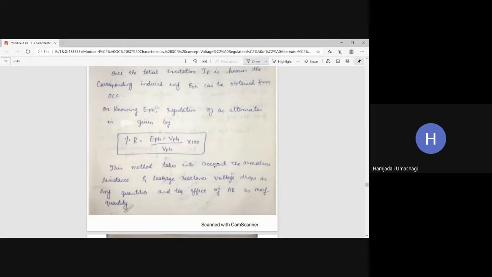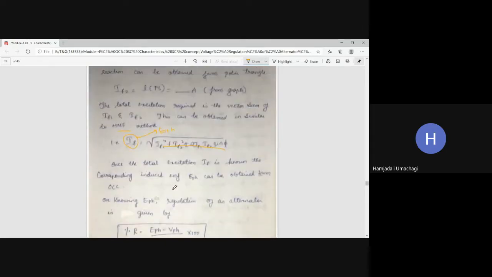This method takes into account the armature resistance and leakage reactance voltage drops as EMF quantities. So here the IA RA and IA XL values we are treating as EMF quantities, whereas the IA into XAR value we are treating as an MMF quantity. Thereby we are separating the drops because of IR and IA XL as EMF, and the drop because of IA into XAR as an MMF quantity. Is it clear?